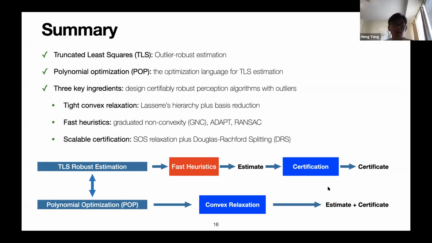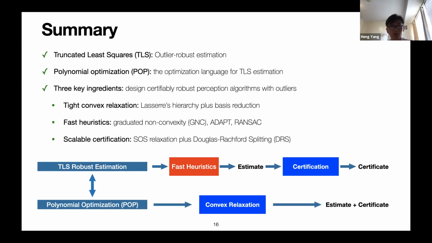And eventually, I'm going to show a summary of these recent results. So 3 key things to remember: first of all, we use truncated least squares. That's an outlier-robust estimation that will kill these outliers. And second, we bring in the tool of polynomial optimization, which is the optimization language for TLS estimation. And the key thing is that in order to design a certifiable robust pipeline, we need 3 key ingredients. The first ingredient is that you need to have a tight convex relaxation. In this case, it's the Sums-of-Squares hierarchy.